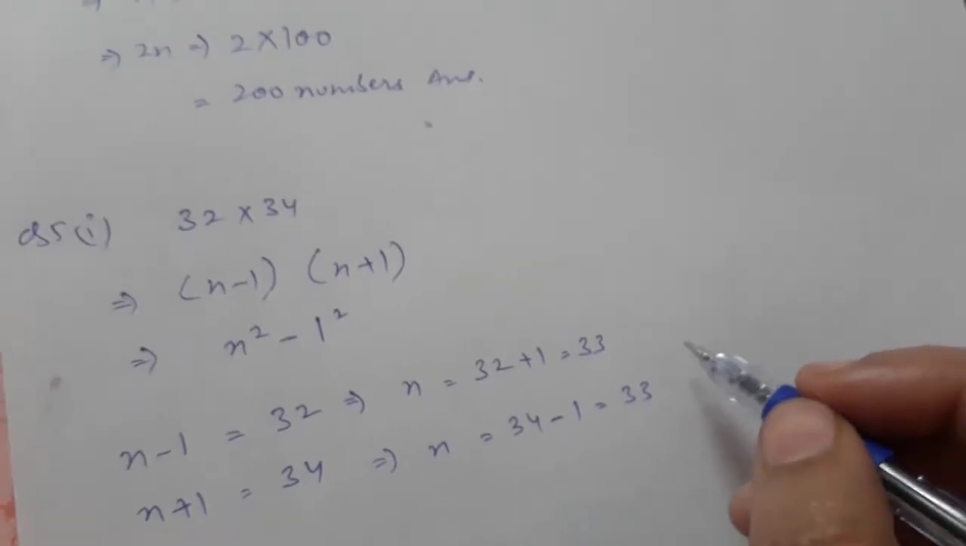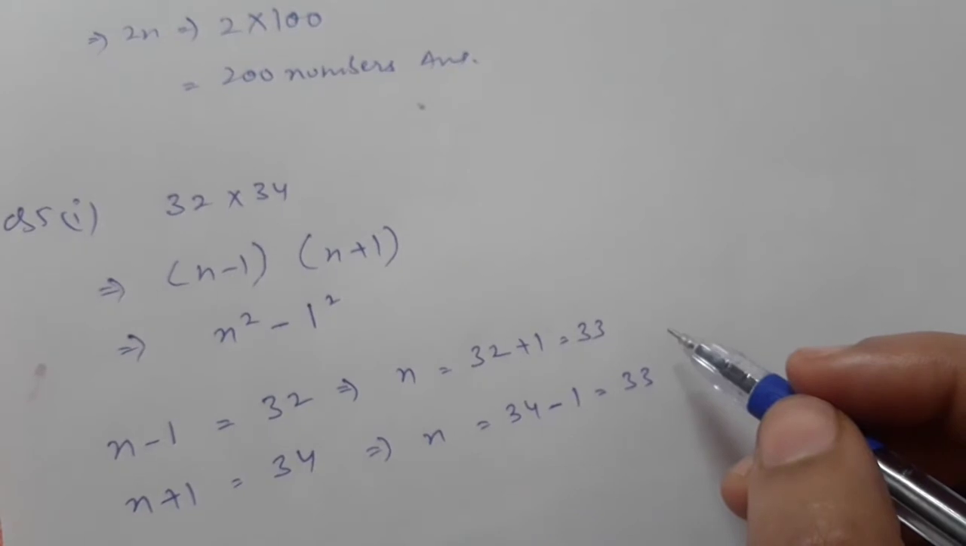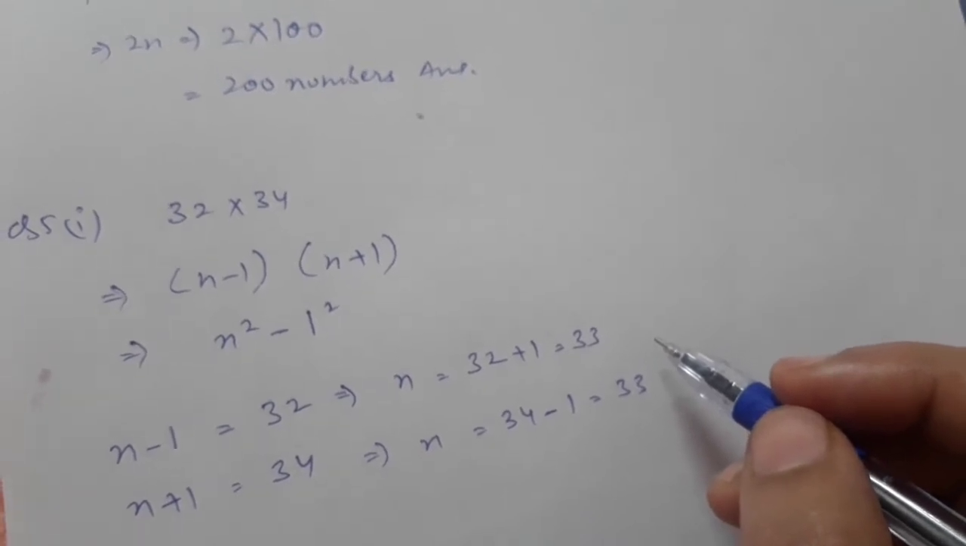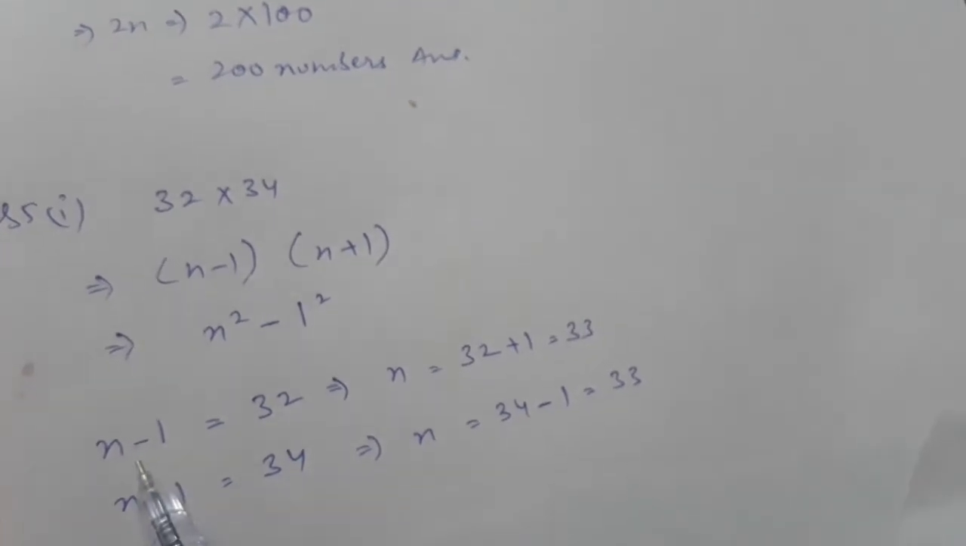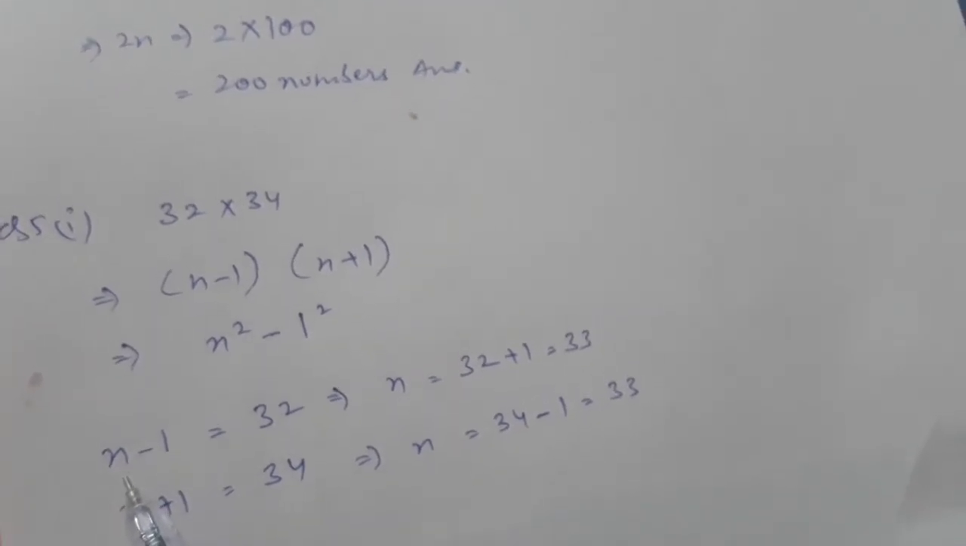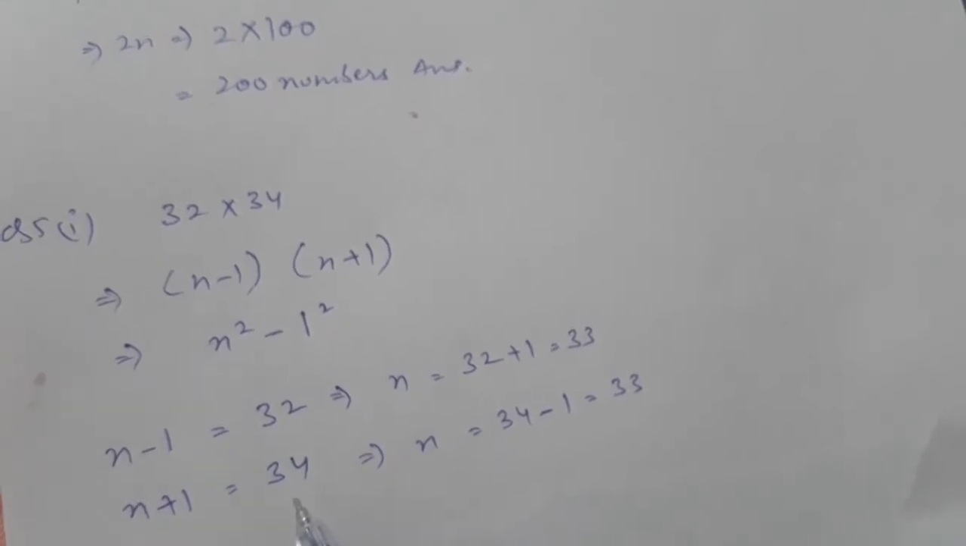So our n would be 33. N means number, would be 33, which would be having as a square. So how do we find out? Just equate n minus 1 with 32 and n plus 1 with 34.